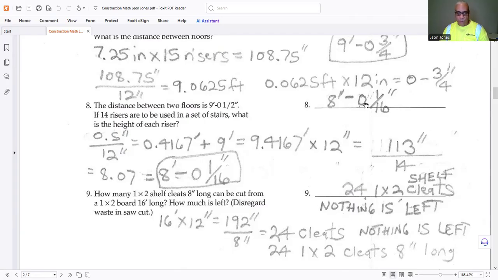All right. I then got 8.07, took the 0.07, and converted it, which gives 8 inches, 1/16 inch. Again, I just converted everything. That's all I did.